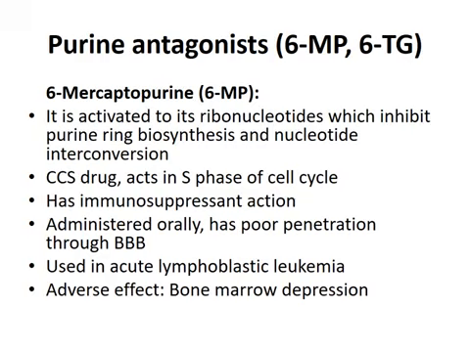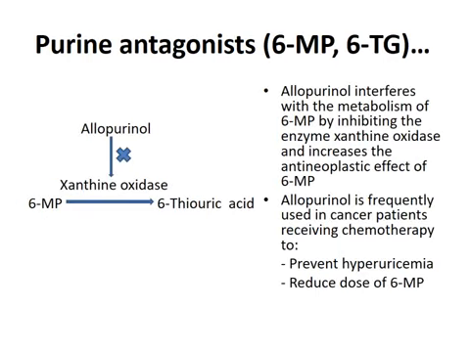Purine antagonists, 6-mercaptopurine. It is activated to its ribonucleotides which inhibit purine ring biosynthesis and nucleotide interconversion. It is a CCS drug and it acts in the S phase of cell cycle. It has immunosuppressant action. It is administered orally, has poor penetration through blood-brain barrier. It is used in acute lymphoblastic leukemia. The adverse effect is bone marrow depression.